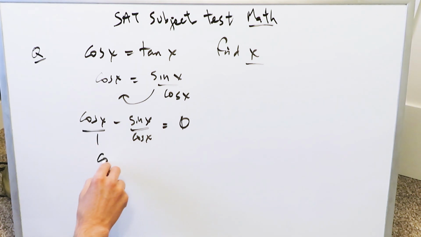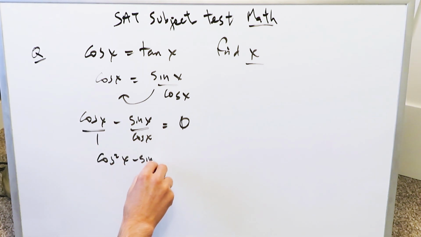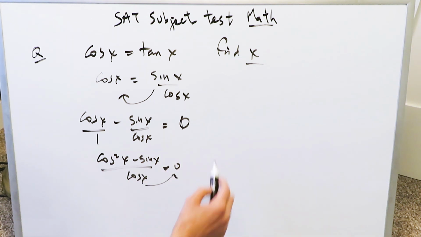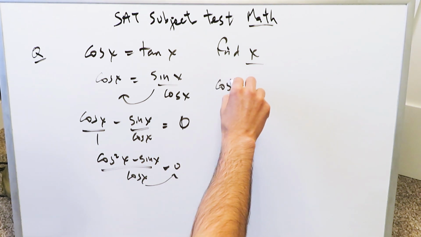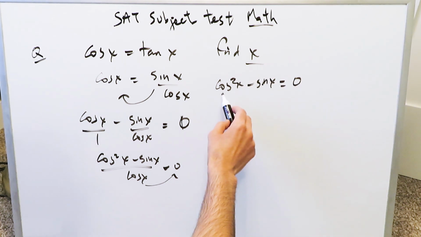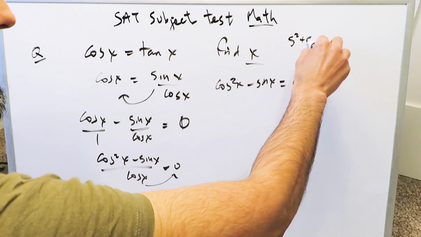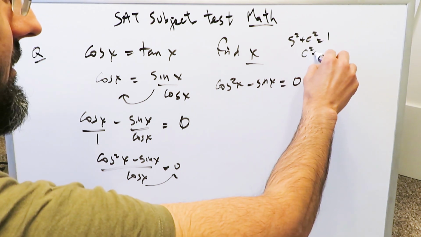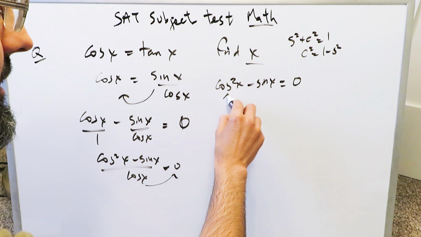And now you do a common denominator. Cosine square x minus sine x over cosine x is equal to 0. Take this on the other side. You'll have cosine square x minus sine x is equal to 0. You have an identity: sine square plus cosine square is equal to 1. Cosine square is equal to 1 minus sine square. Bring that right over here.